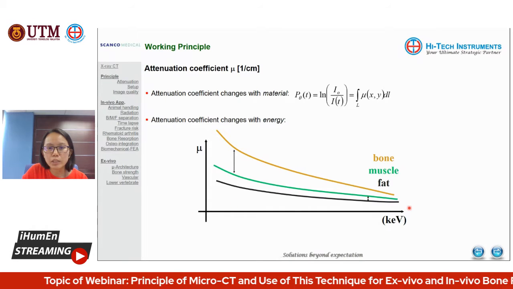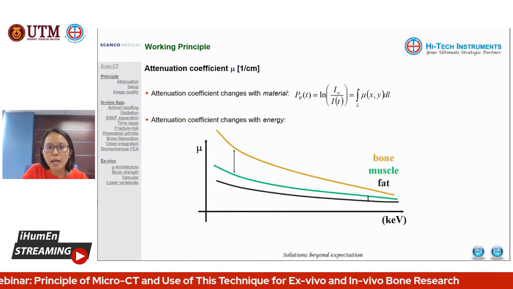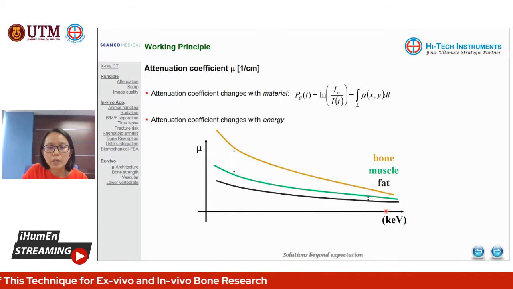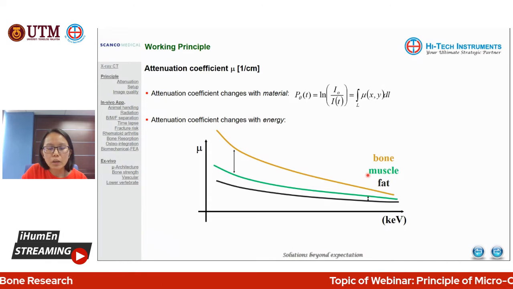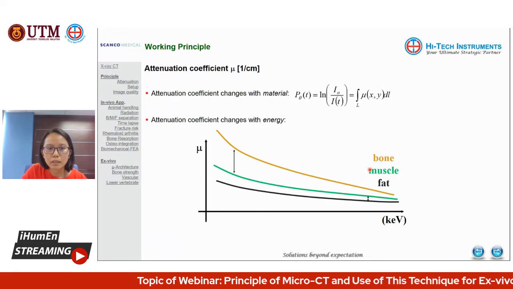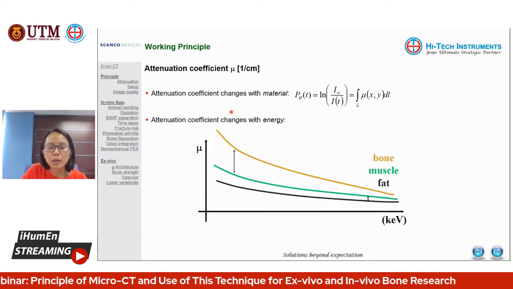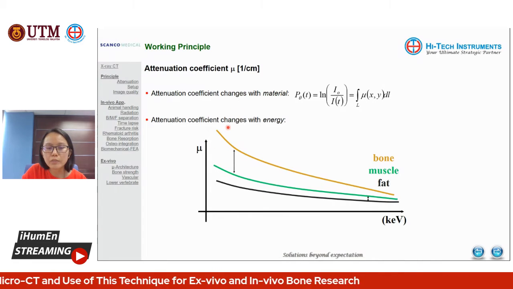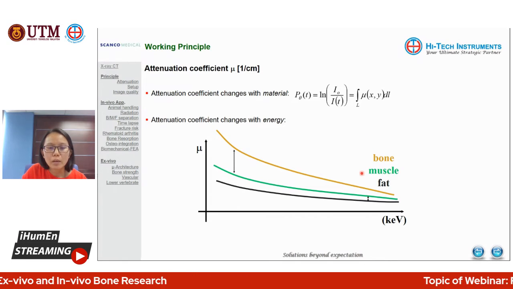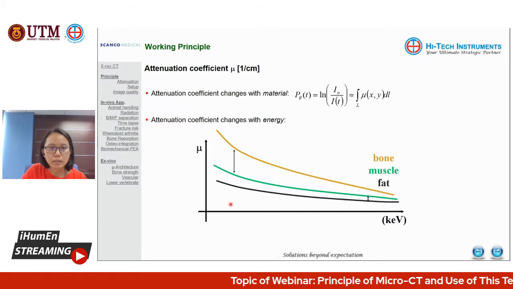So this is the energy level from low to high. As you increase the energy level, you can see that the efficiency of differentiating between the bone, muscle, and the fat will be decreasing compared to when you use a lower energy level. When you are using a lower energy level, the efficiency for you to differentiate between all these three materials will be higher. But of course, with a lower energy level, the resolution might be affected.